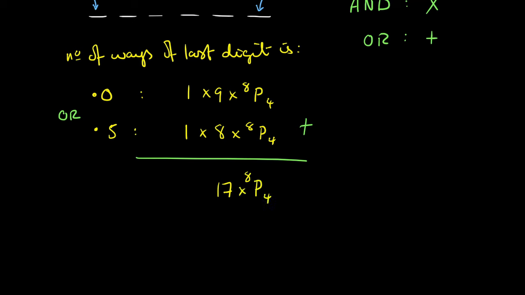And I will now key that into a calculator. I found a calculator from earlier. So let's do 8P4, and I'm going to times that by 17. And I get 28,560. Again, I'm just going to quickly check the mark scheme, make sure I've got that right.